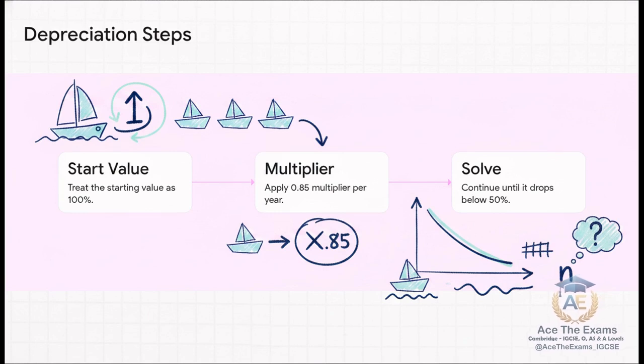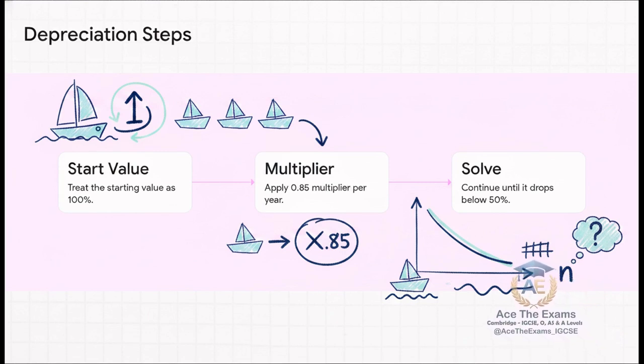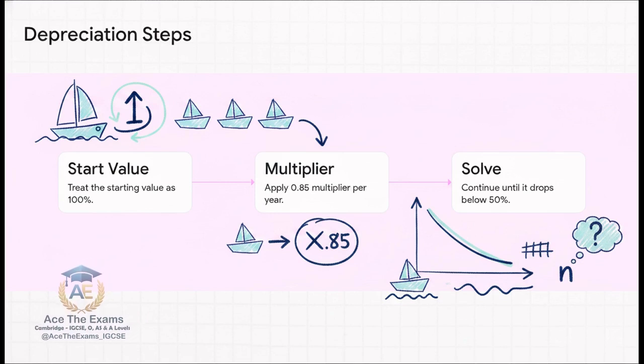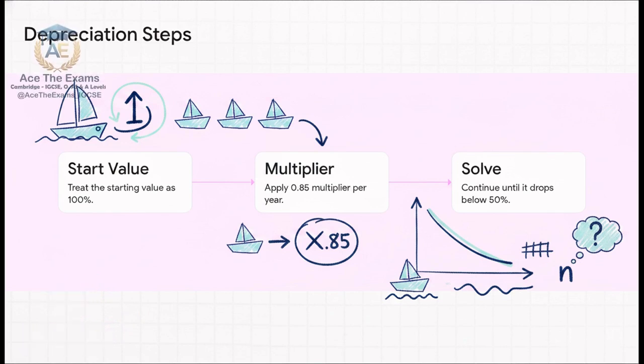Step 3. Continue applying this multiplier for consecutive years until the final result drops below 50%, or 0.5. So mathematically speaking, we are solving for n in the inequality 1 multiplied by 0.85 to the power of n is less than 0.5. If you grab your calculator and test the numbers, 0.85 to the power of 4 is roughly 0.522. Almost there, but not quite halved yet. But 0.85 to the power of 5 is approximately 0.443. Boom! It drops below half in the 5th year. By structuring your answers systematically like this, you absolutely guarantee full marks.